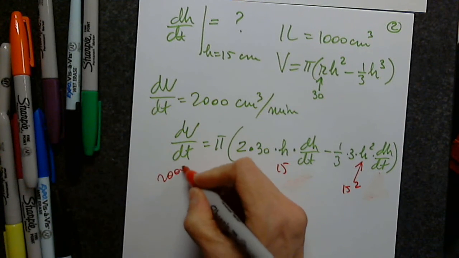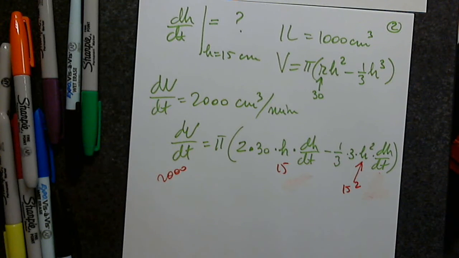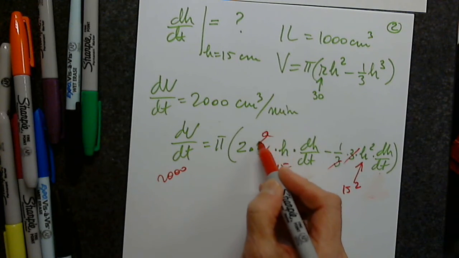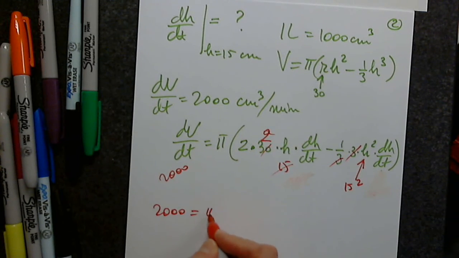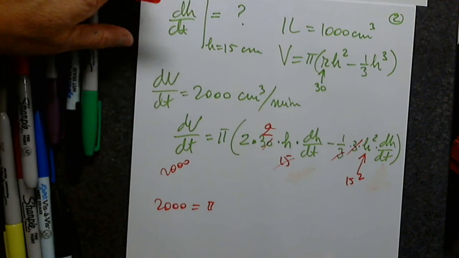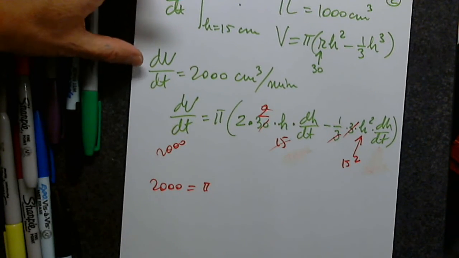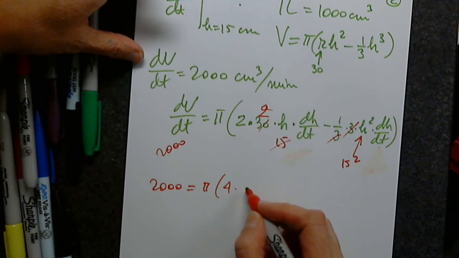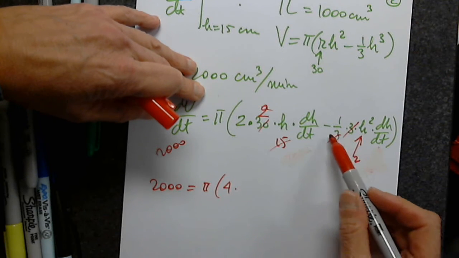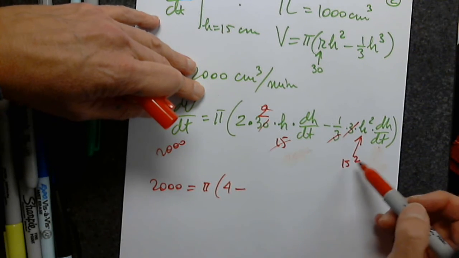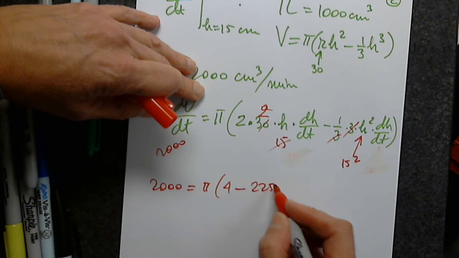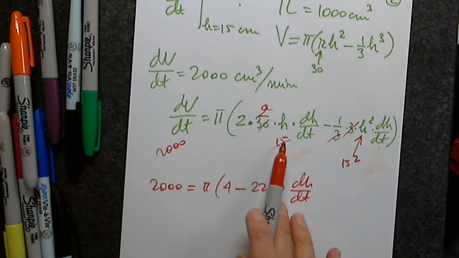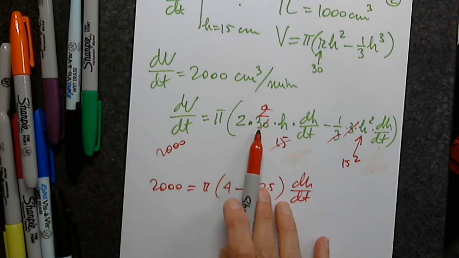This is 2,000, and we are solving. Okay, these two go away. The 15 with the 30 will go away. It's 2. So 2,000 equals pi. I could have solved and then plugged in. It's up to you. So 4 times the variable, which I will pull out, and this is minus 15 squared, which is 225, and the dh over dt. So I had h, which was 15. See what I did?